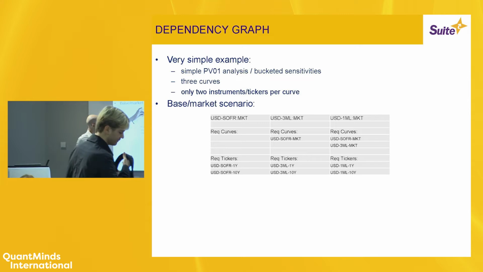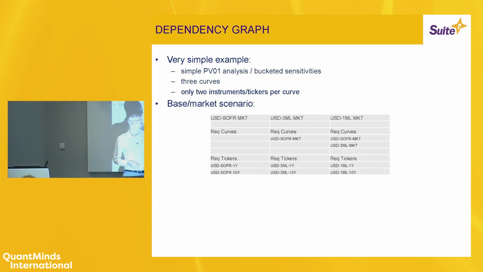We have a SOFR curve, a 3-month LIBOR curve, and a 1-month LIBOR curve. I've named them here with a suffix, MKT, just to say that this is the market scenario. The SOFR curve doesn't require any other curves in order to be built. It just requires the values of its 2 tickers. The 3-month LIBOR curve requires its 2 tickers, but it also requires the SOFR curve to exist. And the 1-month LIBOR curve requires its tickers and the 2 other curves already to have been built.